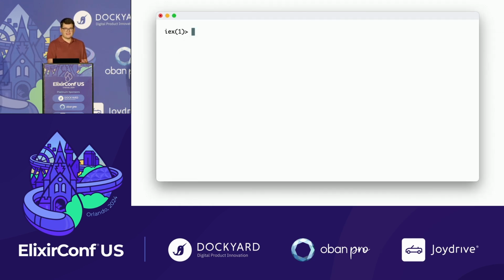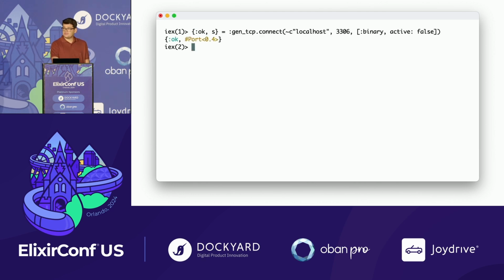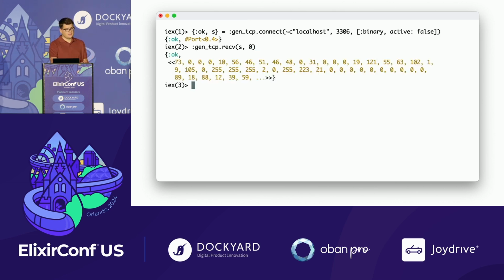And so Elixir and Erlang are allegedly good for networking. So here's a simple networking program. We open up a TCP connection to a locally running MySQL server that I have. And when the MySQL server gets a connection, it sends back a handshake packet, like a welcome message. So here we can receive it. Zero means give me all of the bytes, and we get all of the bytes. So we got a binary.